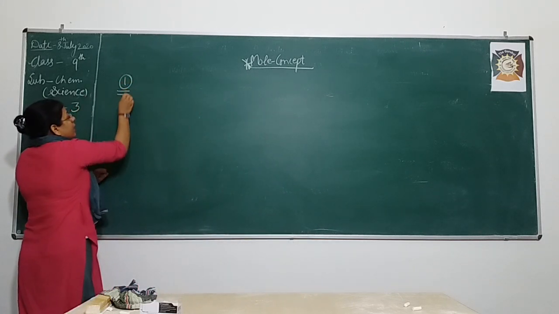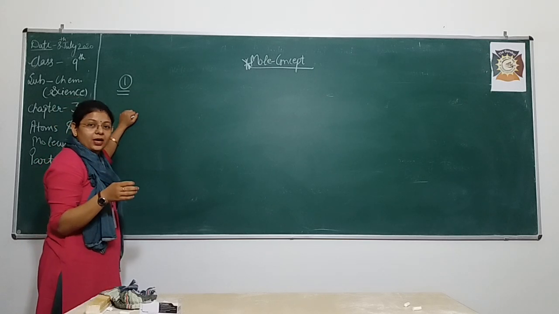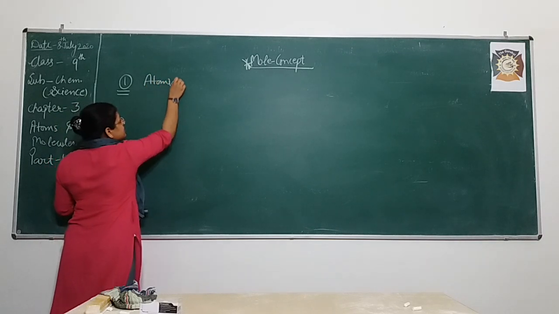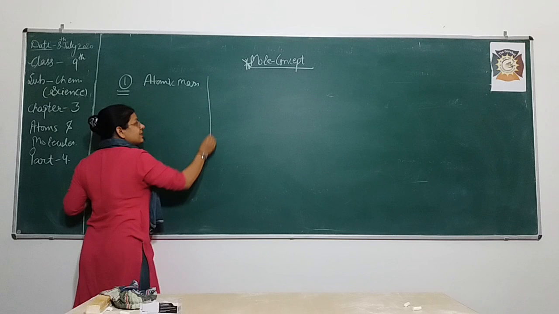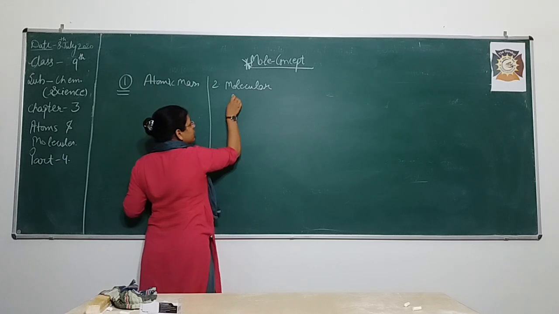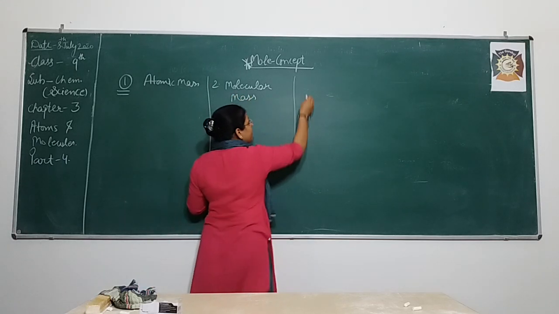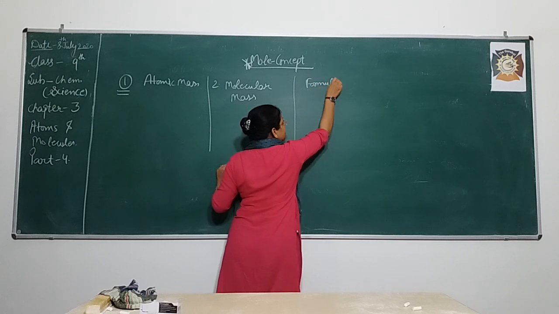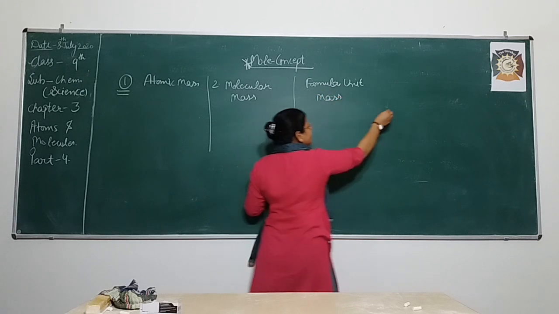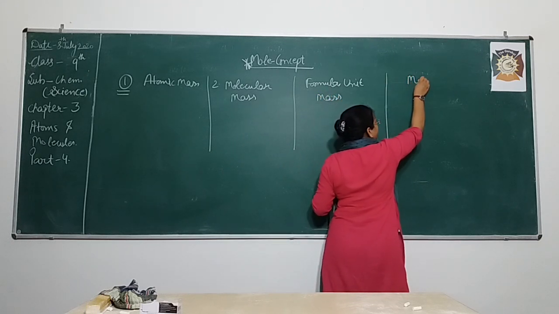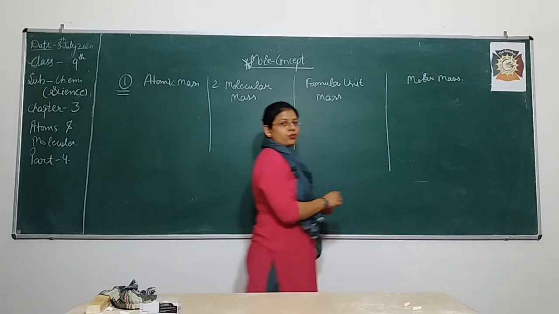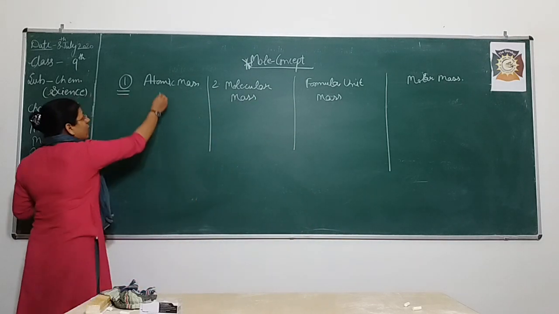Firstly, we are going to discuss some very important terms. The first one is atomic mass. Second is molecular mass. Third term is formula unit mass. And the last is molar mass. Okay. So starting from the very first thing, atomic mass.